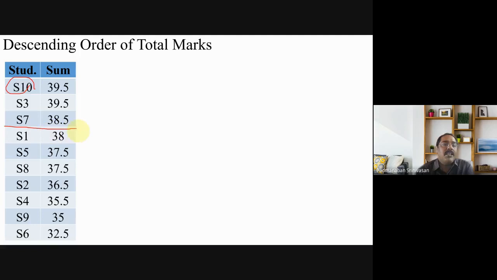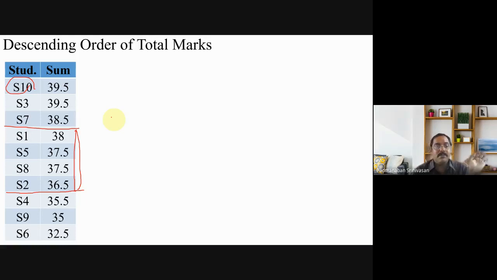So the top 3 is called the high group, and the bottom 3 is called the low group. What is this middle? This is the moderate group. We are not taking it for analysis as far as discrimination index is concerned. We are leaving them, students 1, 5, 8 and 2. We are excluding them from the discrimination index calculation.